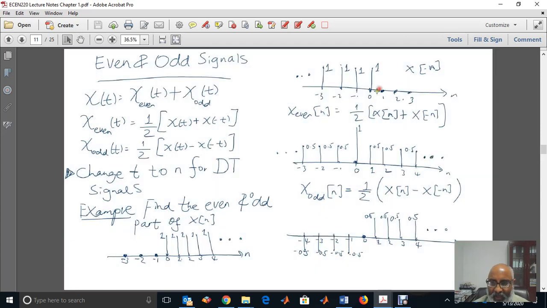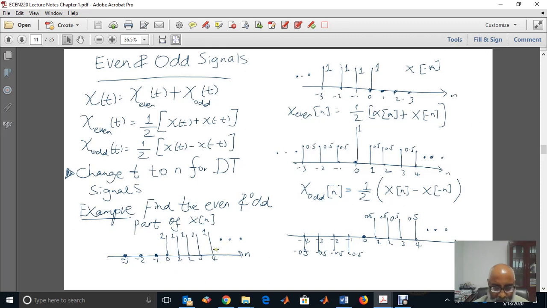So when we add these two, to the left of 0, this one is 0 and this one is 1. So 1 plus 0 is 1, divided by 2, it will become 0.5. At minus 1.5, at minus 2.5, at minus 3.5, it is 0.5. At 0, this is 1, the time reversed is 1. The original one is 1, 1 plus 1 is 2, divided by 2 is 1.